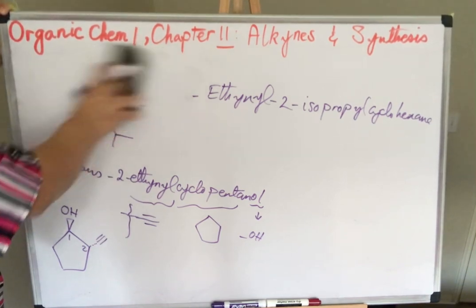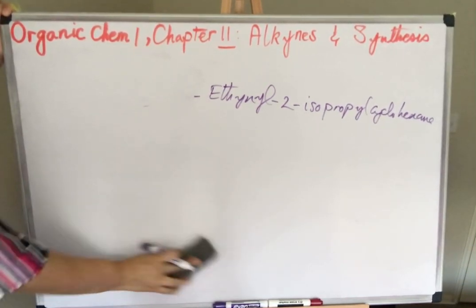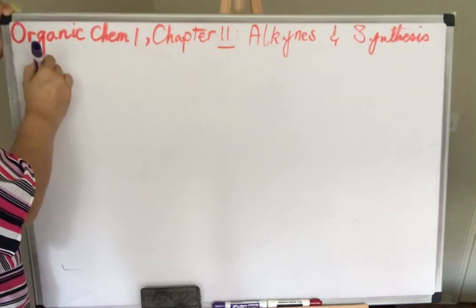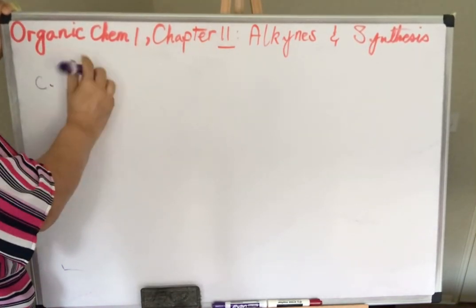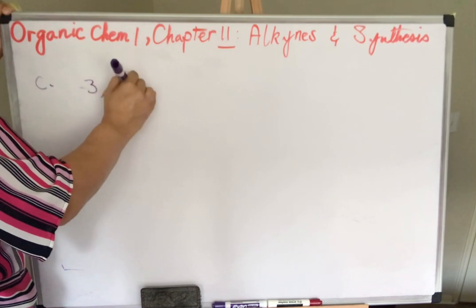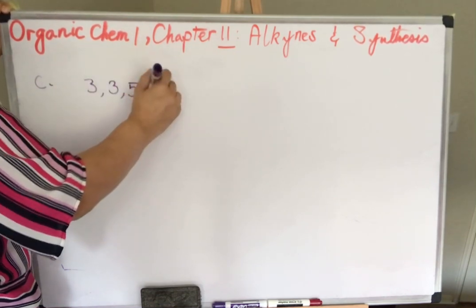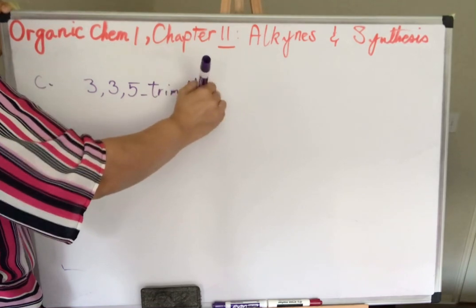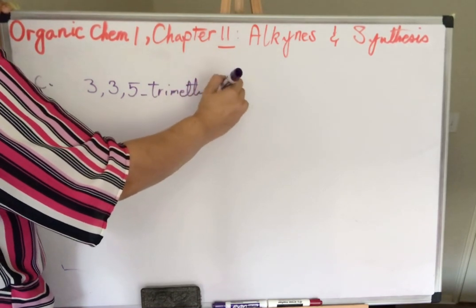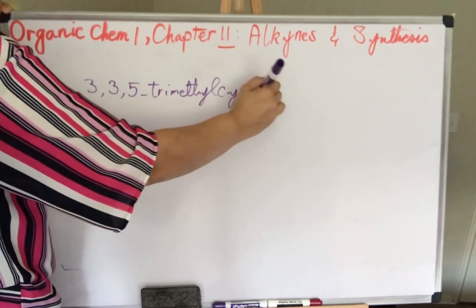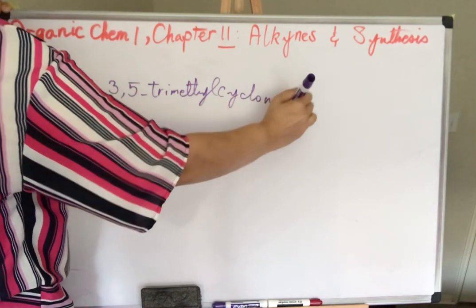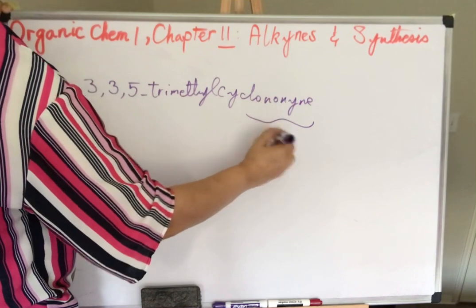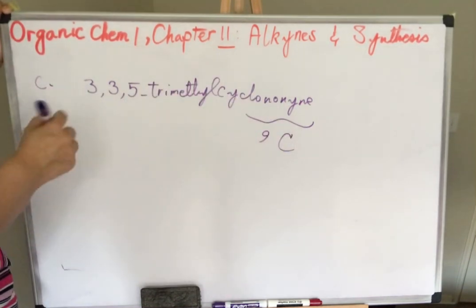Let's work on C. I'm sure C is a little bit different than B. B is just a straight chain. C is 3, 3, and 5. Trimethyl, cyclo, nonyne. The challenge is to put the cyclononyne with 9 carbons, that's all.